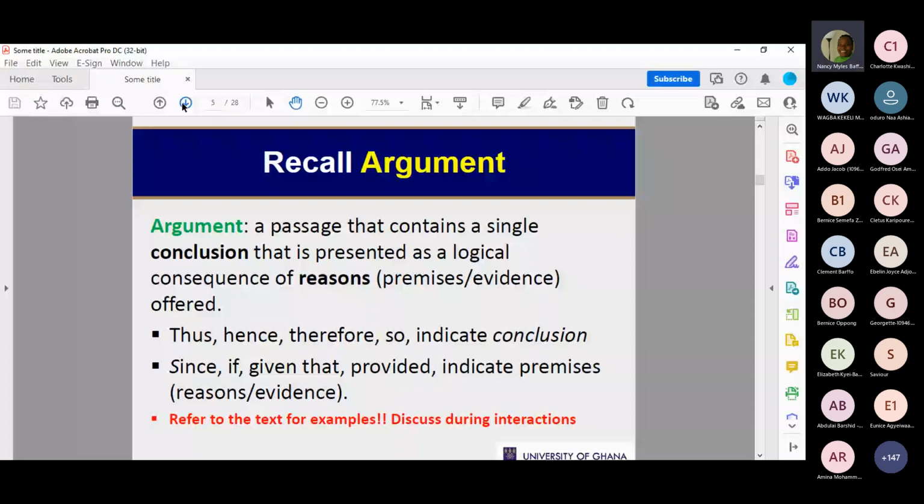It is different from a narrative, which tells a story, tells us how something happened. This morning, I woke up, I ate, I drove, so I came to the office, full stop. This is not an argument. You just told us how something happened. It's a narrative.